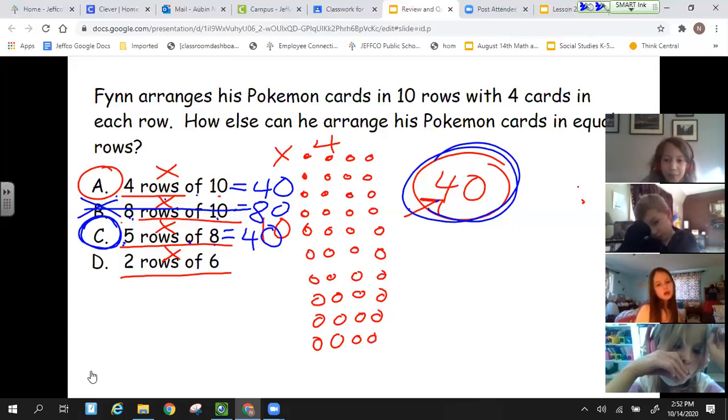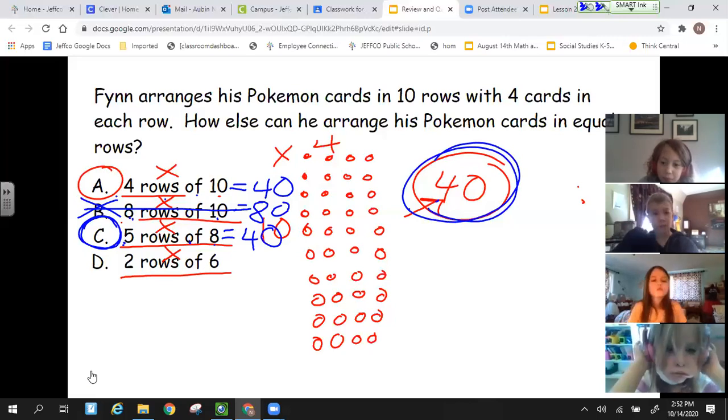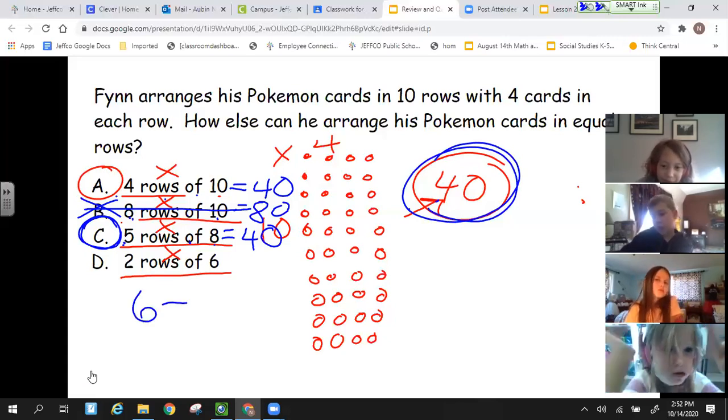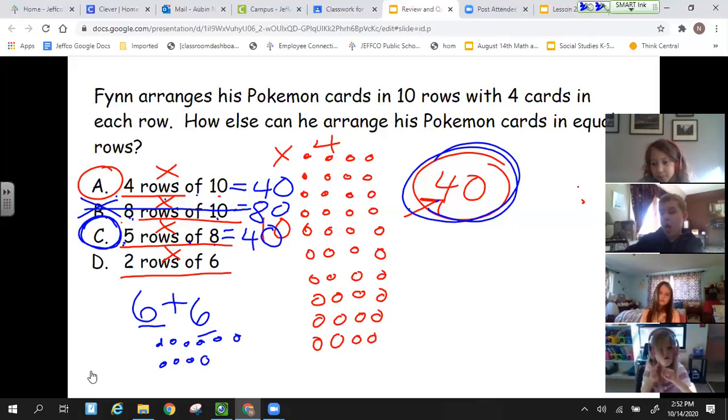What about 2 rows of 6? What is 2 rows of 6, Ellie? 2 groups of 6. So you would have 6 plus 6, right? 2 groups of 6. Or 1, 2, 3, 4, 5, 6, 7, 8, 9, that equals 12. Would that work for 40? No. So you would get A and C.